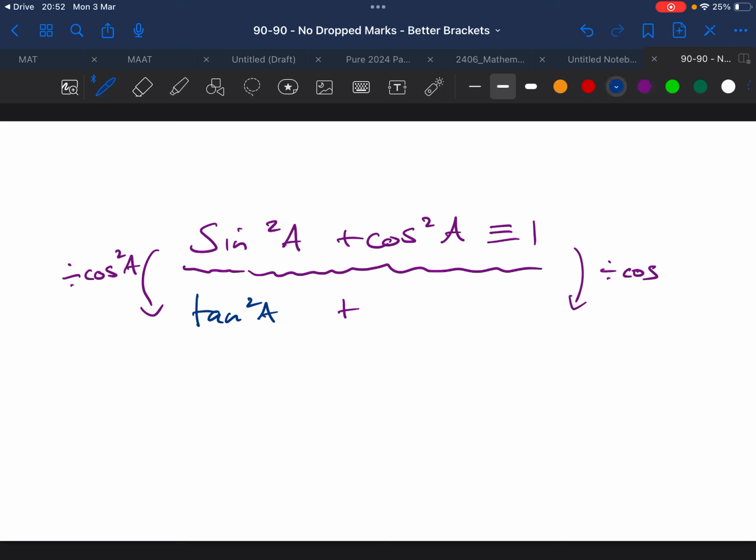How about next? Well, next, cos squared divided by cos squared is, well, that's going to be 1, isn't it? You're dividing something by itself. Okay, and then I could use the identity symbol, or I could use the equal sign. Then I need to have a think about 1 over cos squared A.